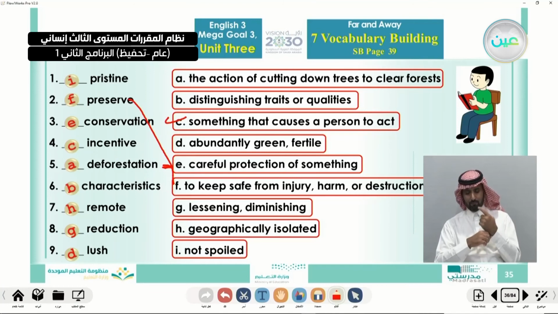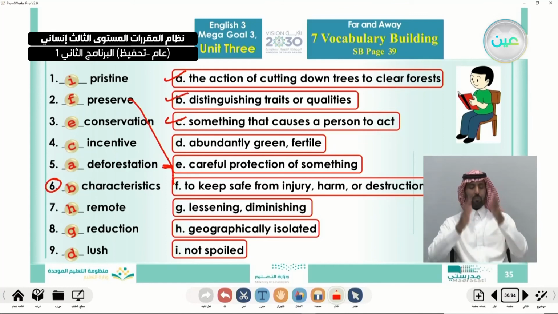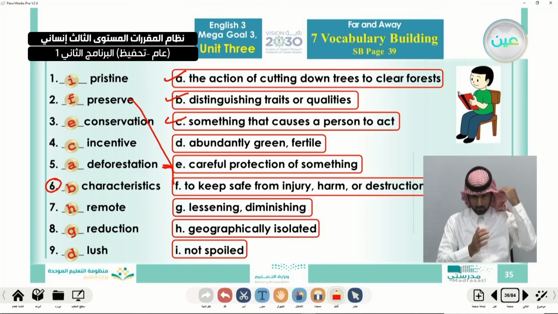Okay, دافع, حافز. Number 5, deforestation, the one we talked about a while ago. It is A. Deforestation, the action of cutting down trees to clear forests for many purposes. Number 6, here we can say characteristics. Here it goes to be distinguishing traits of or qualities. To distinguish traits, الخصائص أو الصفات and qualities of somebody or something also.